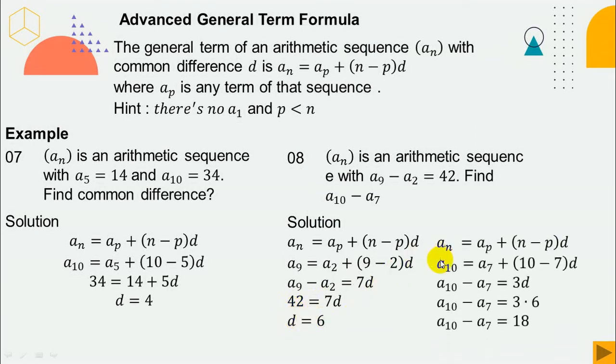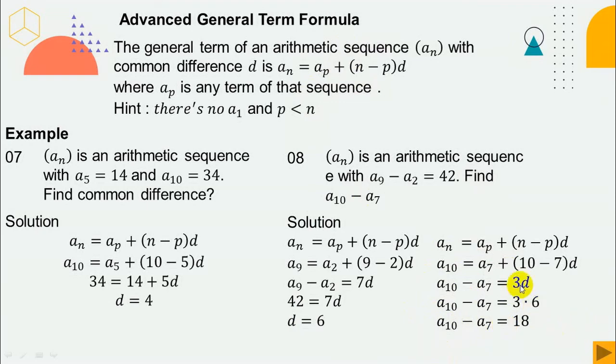And then from here, you need to find the 10th term minus the 7th term. The 10 is bigger than 7, so we can use this formula again. Because we have d, you need to substitute d. And then you get the 10th term minus the 7th term is 18, everyone.